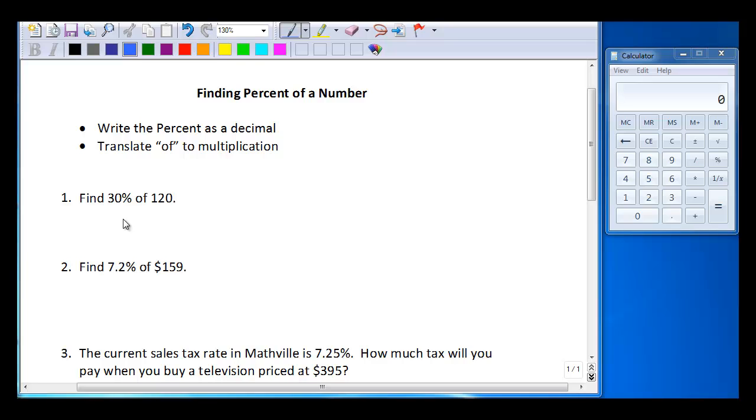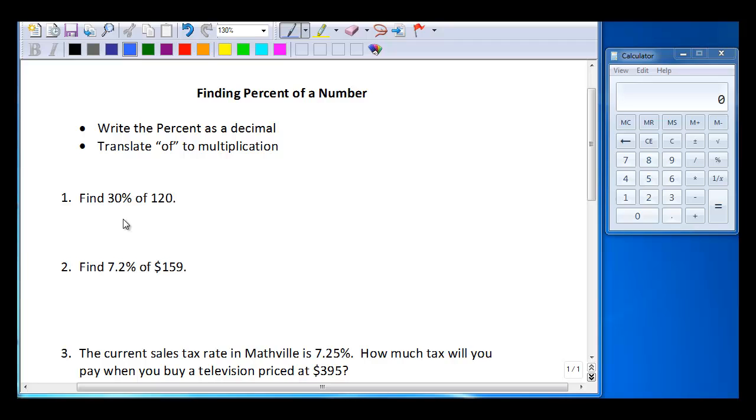Welcome to a short video reviewing how to find a percent of a number. There are two basic facts you need to know to find a percent of a number. The first is to remember how to write the percent as a decimal, which typically involves sliding the decimal 2 decimal places to the left. And then the second is that the word "of" translates to multiplication.